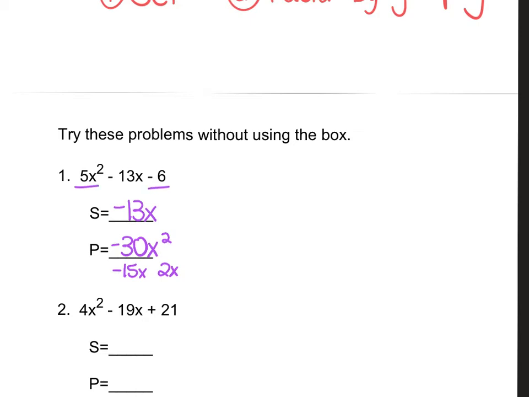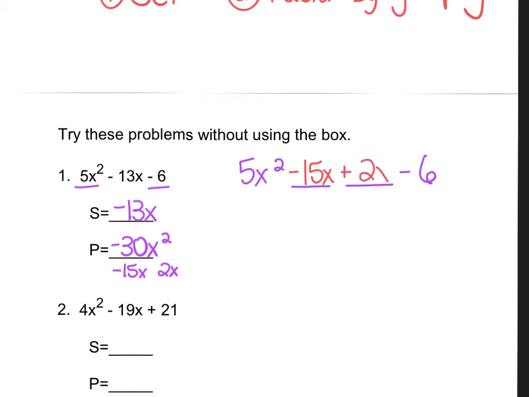So what I'm going to do for the blankety-blank is I have 5x squared, and then I'm going to have my two blanks, plus or minus blank, plus or minus blank. That's just like filling in the boxes. And then my last term will come here. Like I said before, it does not matter where you put the negative 15x. It can go in the first box or it could go in the second box.